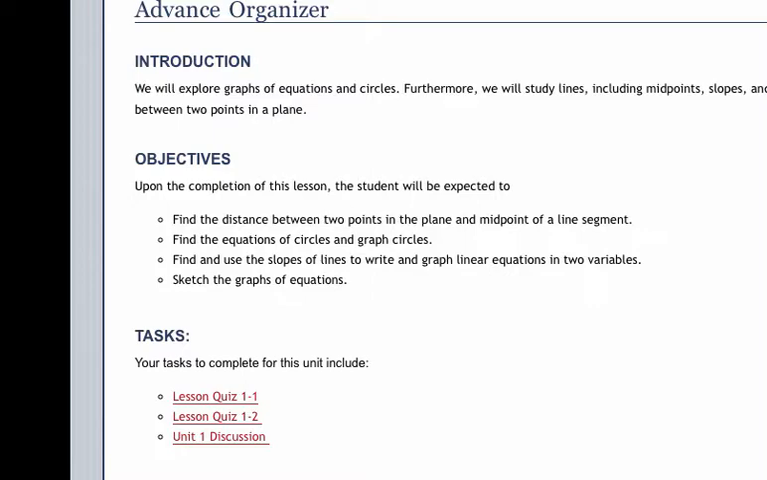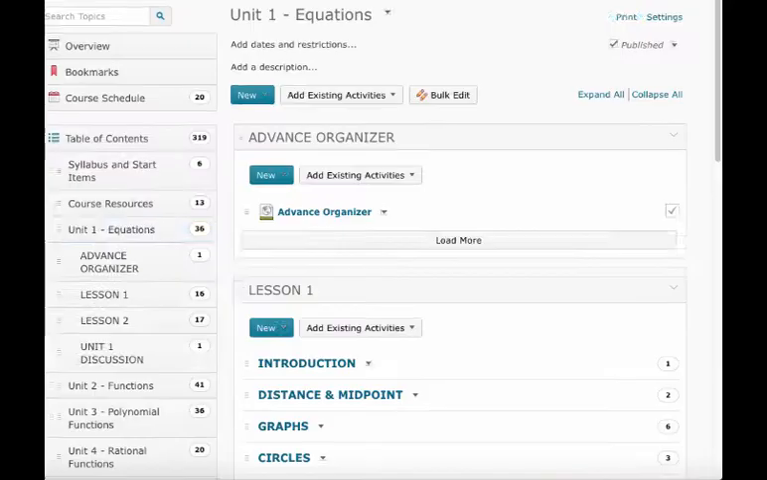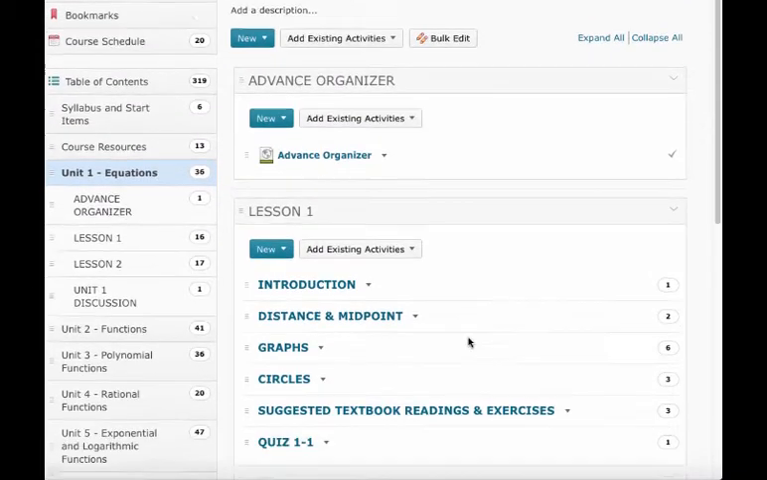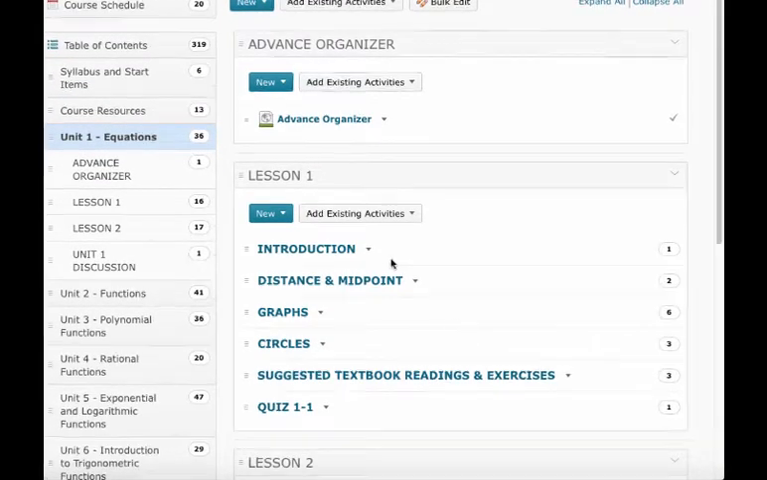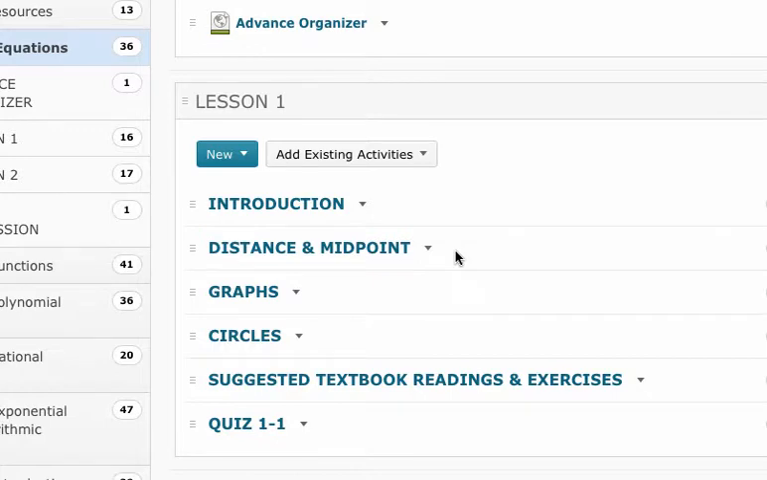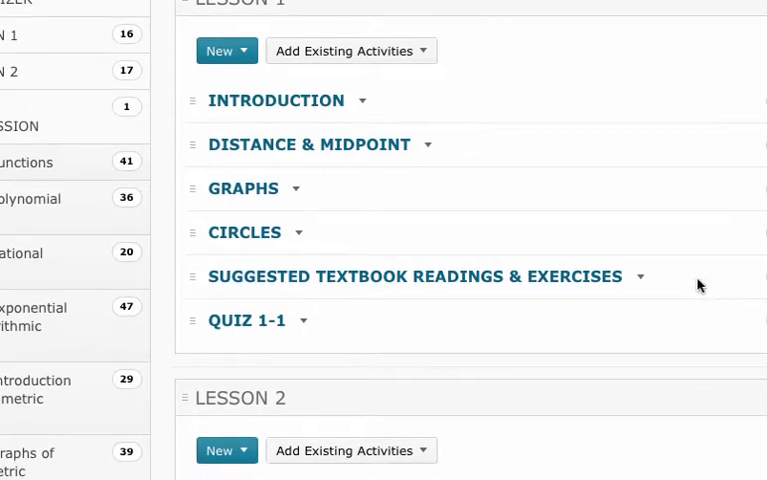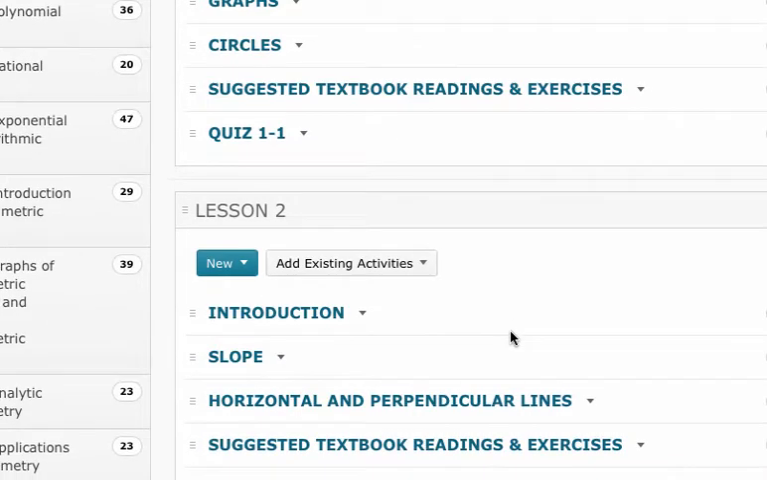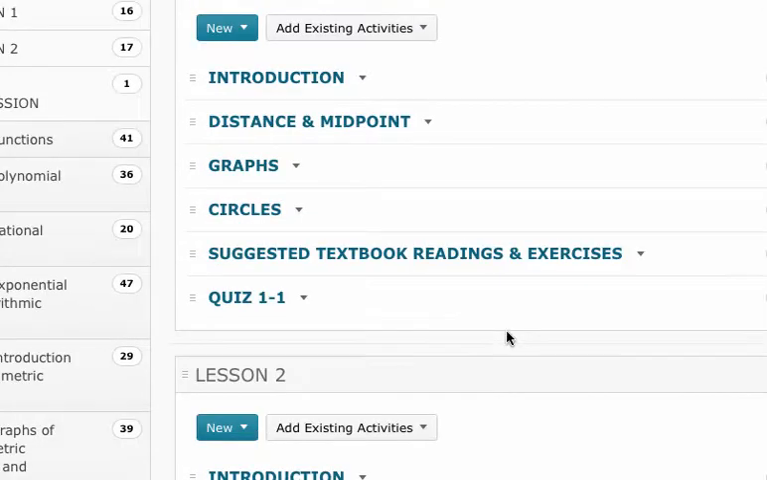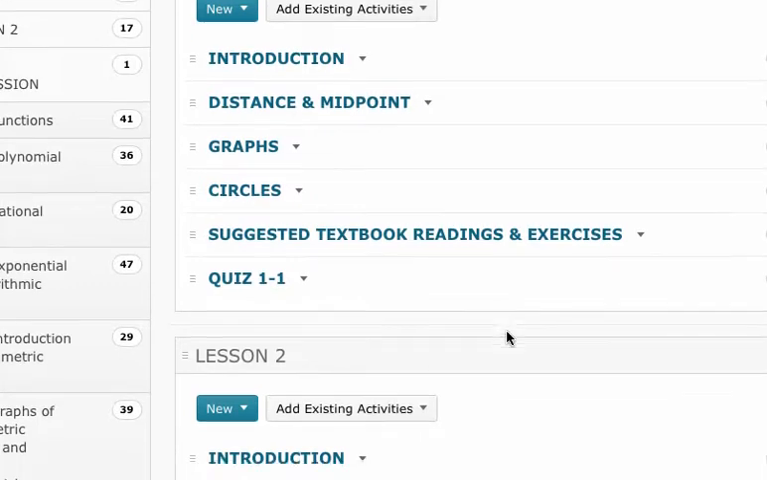Let me go back to Unit 1 tasks. So for Lesson 1, you have an introduction talking about distance and midpoint. There's some formulas there, graphs, circles. Of course, then you have your readings in the textbook, which I sent earlier and it's available on your course resources, so that's a good thing. You have your quiz, and that would be the gist of Lesson 1.